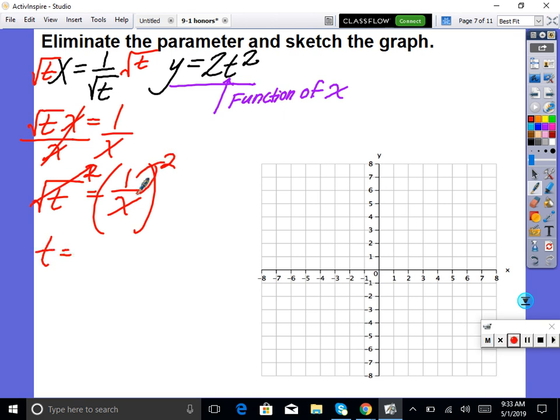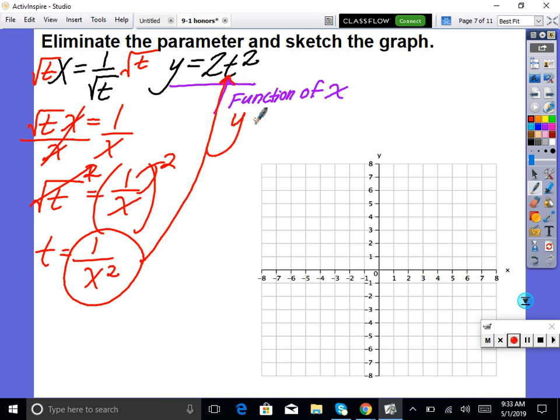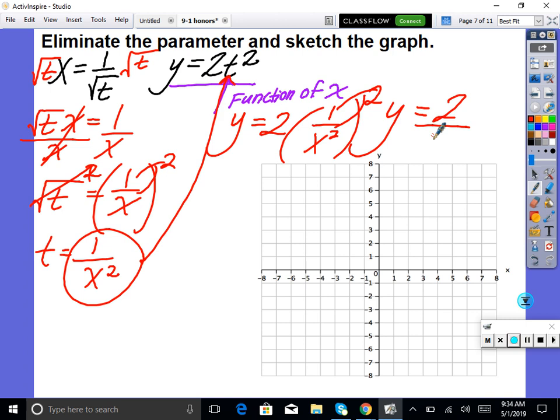Then don't we just square that? Yeah, that's not breaking a forbidden rule, right? There's no plus signs there. So that's 1 over x squared. So now we'll take that and plug it in wherever there's a t. So we have y is equal to 2, and then parentheses, 1 over x squared, and then that was squared. So now we'll square that. So we have y is equal to 2 over 1 squared, which is 1, and then x to the 4th.